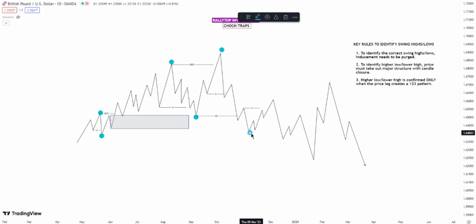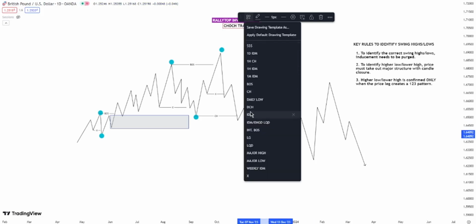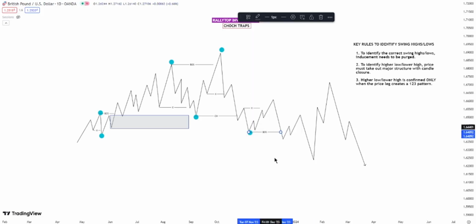Now, remember, your first rule has been fulfilled here. Now, but for your lower high now to be confirmed as a valid swing high, it needs rule number 2 and 3. What does rule number 2 say? Rule number 2 says to identify higher low or lower high, price must take out major structure with candle closure. Did that happen here? Yes, of course, it happened. It took out this major structure and price has closed below it. And that becomes your BOS, break of structure. So rule number 2 is fulfilled there.